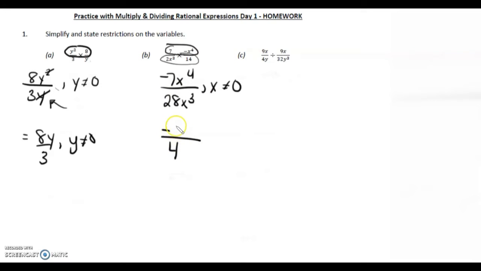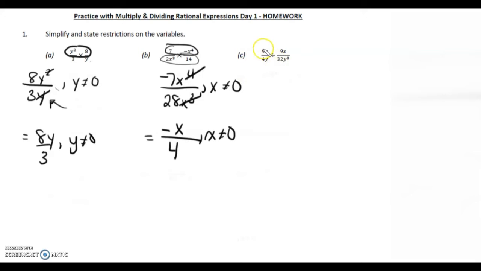I'm not going to write the 1 here because we're still going to have a number in the numerator, so writing the 1 is redundant. So x cubed cancels with the x to the 4. So negative x over 4 such that x does not equal 0.